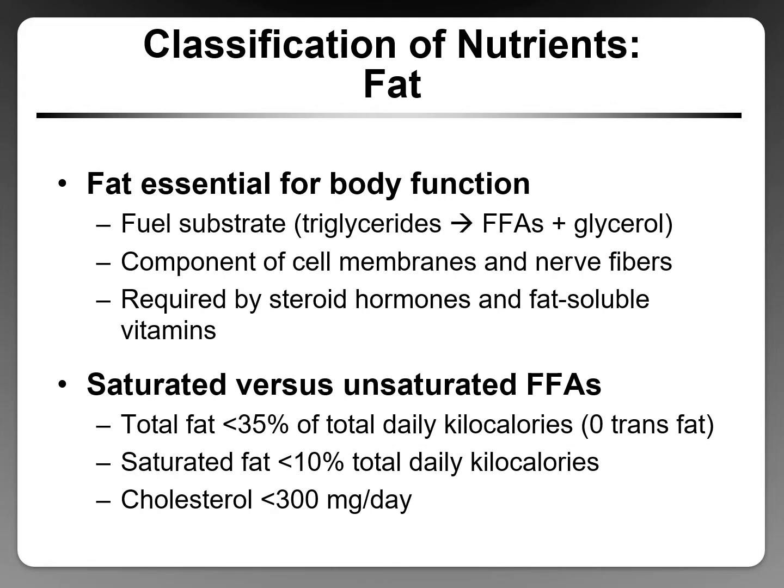Moving on to fat. Fat is obviously going to be an essential macronutrient for the body. Not only is it going to be a fuel substrate, but it is composing cell membranes and nerve fibers and required for steroid hormones and fat-soluble vitamins like A, E, D, and K. So it has more function than simply storage for energy like carbohydrates would be used for.